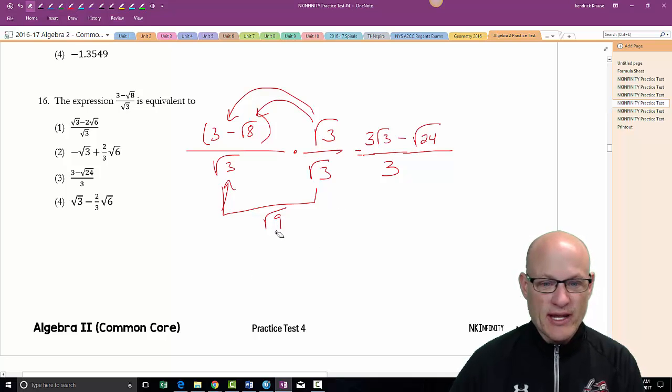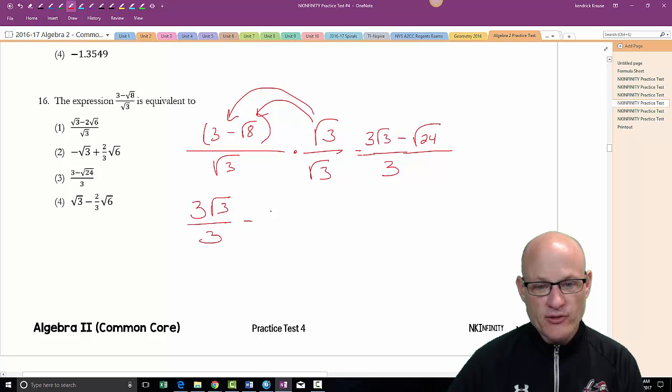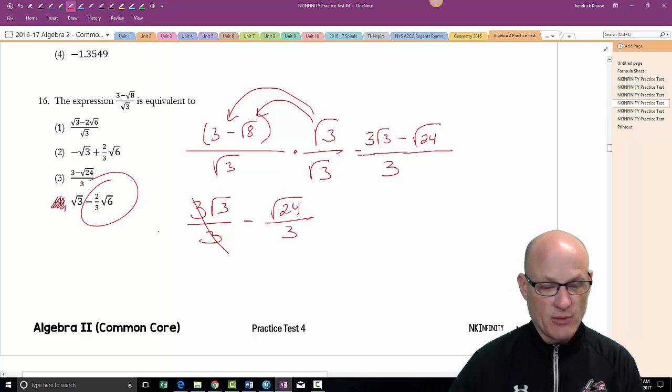Well, that's not one of the answers. So what they did was they broke this up. They got 3 radical 3 over 3 minus the square root of 24 over 3. Now these cancel. How many of them just have square root of 3 up front? My guess is that's the answer. But where did this other thing come from?